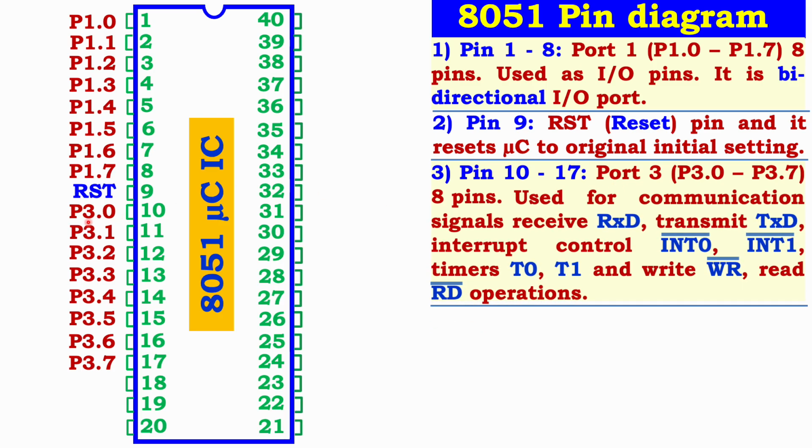The specialty of Port 3 is that it is used for communication signals like the receiving signal RxD and the transmitting signal TxD, and interrupts. There are 2 interrupt signals, INT0 and INT1, which are low active. There are 2 timer signals, T0 and T1, and 2 pins for read and write operations. So this is about pin numbers 10 to 17.